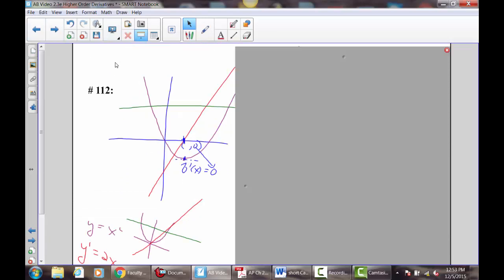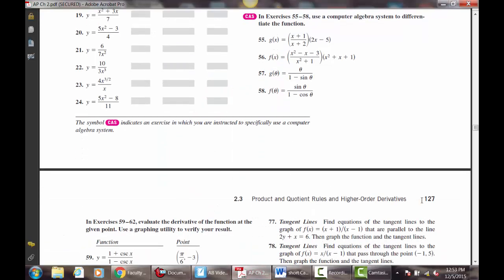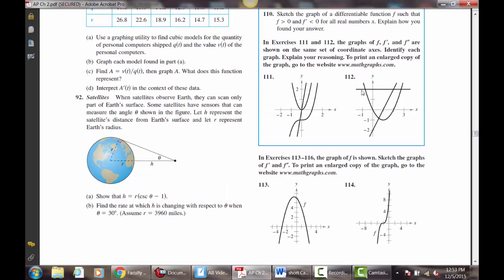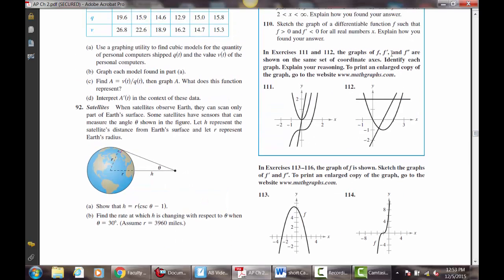And number 112, let me have you have a look at what we're looking at here for number 112. Okay, so what it says on number 112 is the graphs of f prime and f double prime are shown on the same set of coordinate axes. Identify each graph. So the question is, which one of these is f of x, which one of these is f prime of x, which one of these is the second derivative.